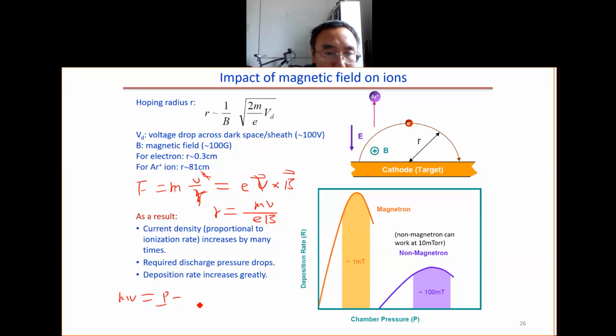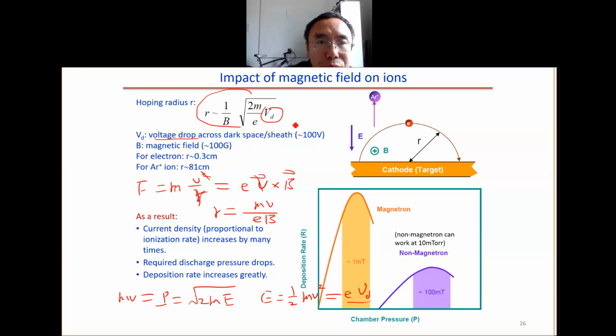mv is the momentum, equal to the square root of 2mE. The energy E is given by 1/2 mv squared. But the energy is also equal to e times Vd, where Vd is the voltage drop across the dark space, across the sheath. It's a few hundred volts. So the energy of the electron is given by charge times the voltage drop. If you put this into the mv, in the end you get this formula here.